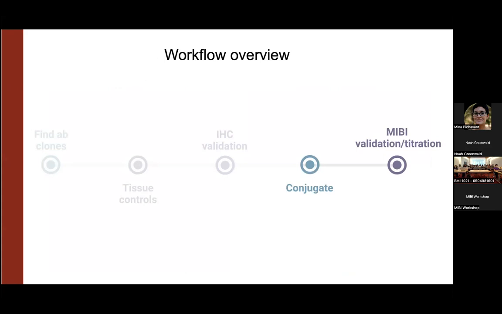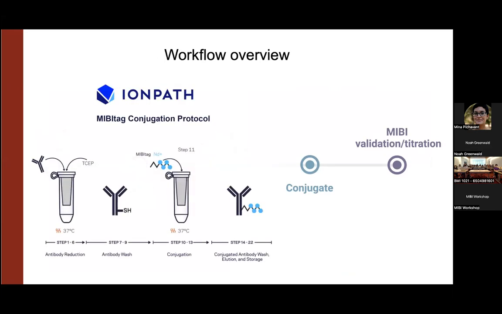All right, so now that you've found the clones that you're interested in, you've figured out what tissues you need to validate, and you validated these in IFC, the next step is to conjugate these antibodies with the MIBI tag. Now, I won't be going into too much detail about this because we follow IONpath's protocol, and they have a very great protocol on their website. So I will just direct you to that. But essentially, this step is where you take your carrier-free antibody that's been validated with IFC, and you conjugate it with the MIBI tag, which contains different metals of interest. So, I'll now move into the MIBI validation and titration.